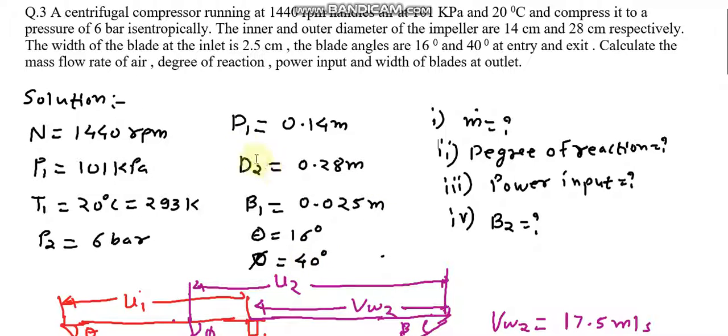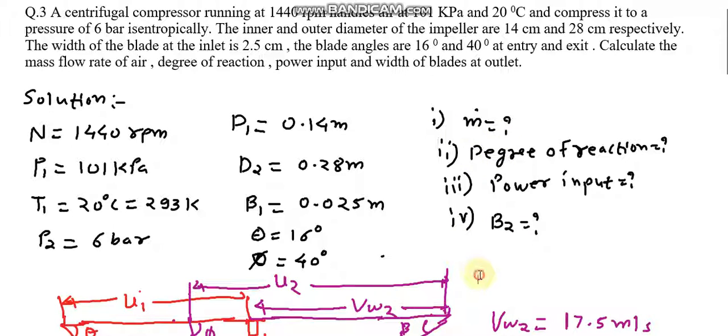First, calculate the mass flow rate of air, the degree of reaction, and the power. What is the power input to the compressor for this compression from 101 kilopascal to 6 bar? And what is the width of the blade? What is the mass flow rate of air?